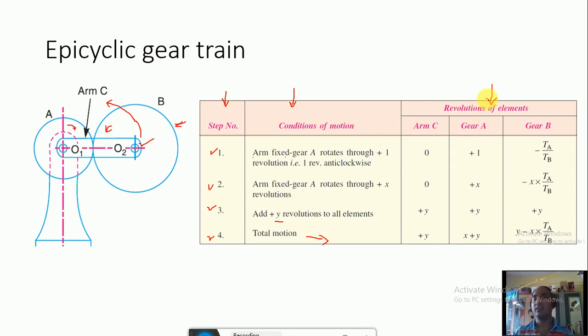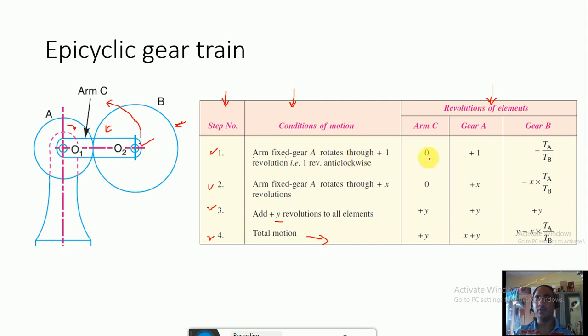In the third column, we have to list down the different elements, again in different sub columns. Here there are three elements including the arm. So we always include the arm and the gears: gear A, gear B, and arm C. Generally we start from the arm, so arm C, gear A and gear B. As per these conditions, the arm is fixed, which means the revolutions of the arm is zero, obviously, because it is fixed now.